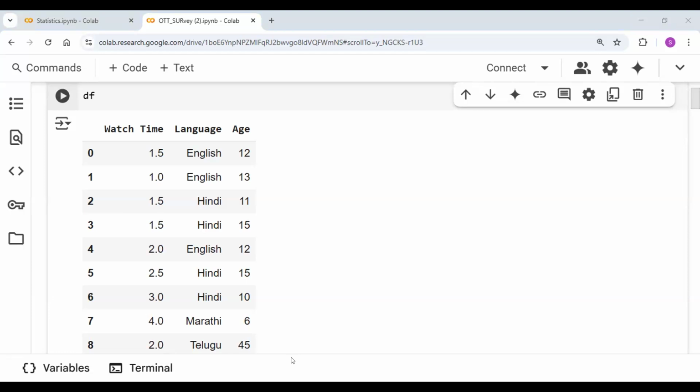What do you understand from this data? What kind of interpretation? What insights are you getting when you just look at the data, after learning the statistical aspect of it? So what can you see from this data? Like which age group is watching which type of movie? Any aspect you can explore in the data. The watch time of the movie, 1.5 hours.